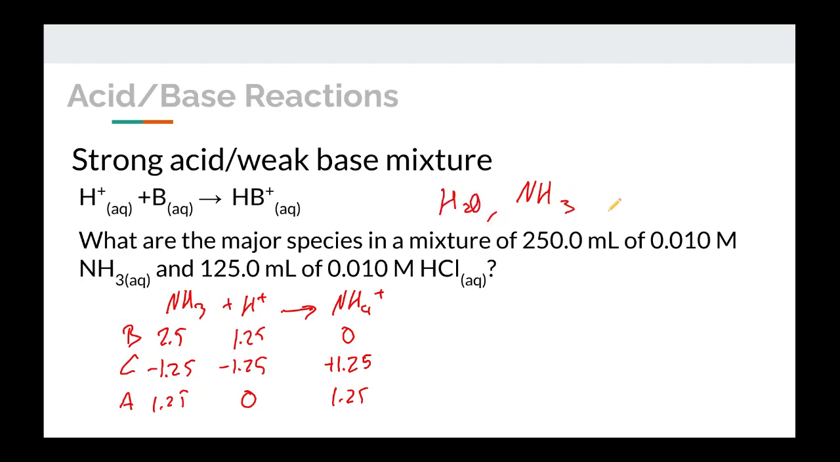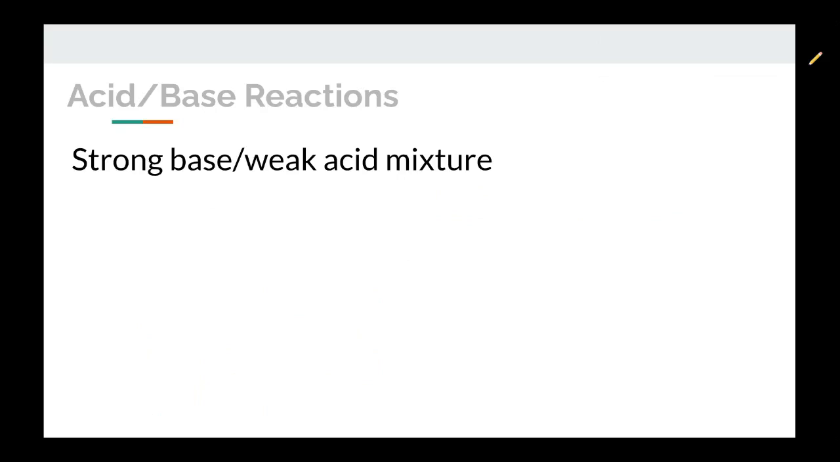There's going to be NH3. There's going to be some NH4 plus, and then there's going to be some chloride ion as well, which was the spectator when the H plus ionized. Now let's look at a strong base weak acid mixture.